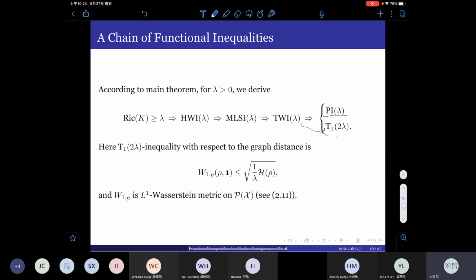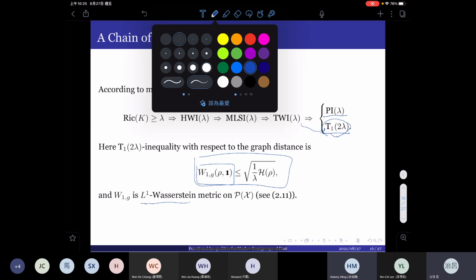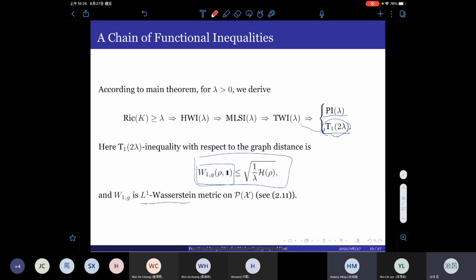Besides, we can also get the T1 inequality. This usually refers to the transport cost inequality. Here, T1 2 lambda means this. This inequality can be obtained from Proposition 2.12 in this paper. Here, W1G means the standard L1 Wasserstein metric on P(X). But this inequality is not really important, so I just point it out here. Later we will present the proofs of these functional inequalities in this order. We will prove this first, and then introduce the discrete setting to prove this, and then this.